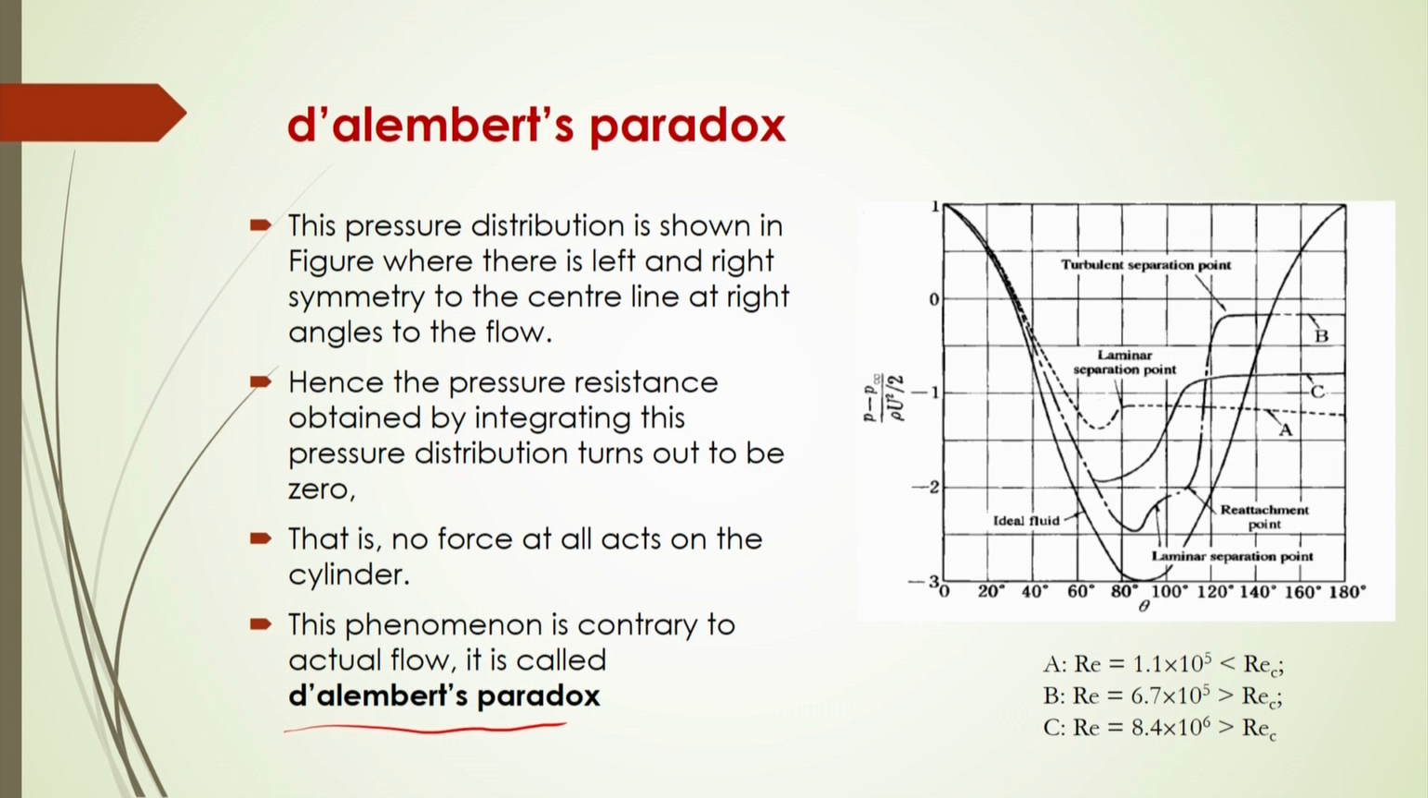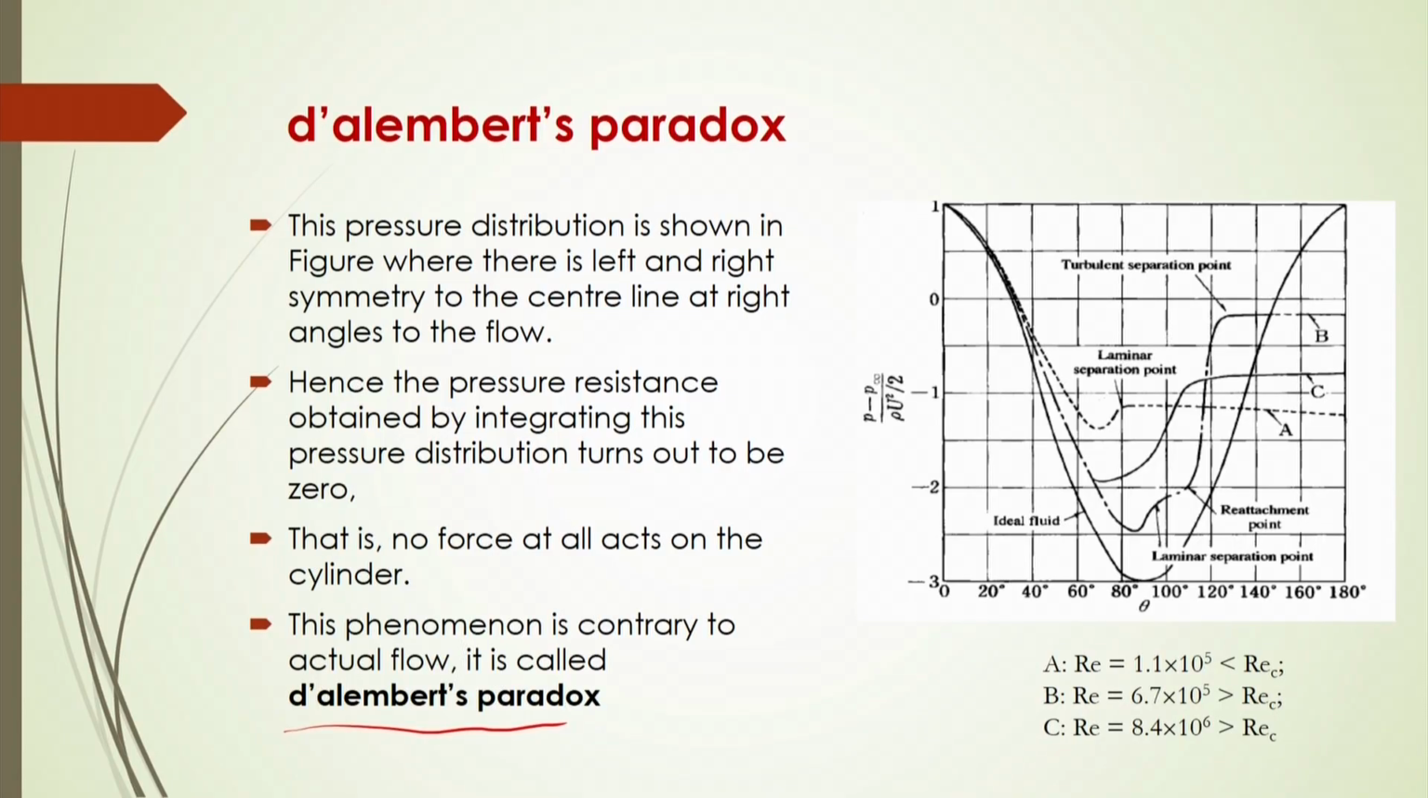Now, at around 80 degree angle theta, you will see there will be a separation of this symmetry here. For different conditions, if the Reynolds number is less than the critical Reynolds number, then you will see the symmetry almost holds, as shown in the dotted line, whereas in B and C the symmetry breaks at an angle theta here. This type of phenomenon is contrary to the actual flow, and this is called D'Alembert's paradox here.